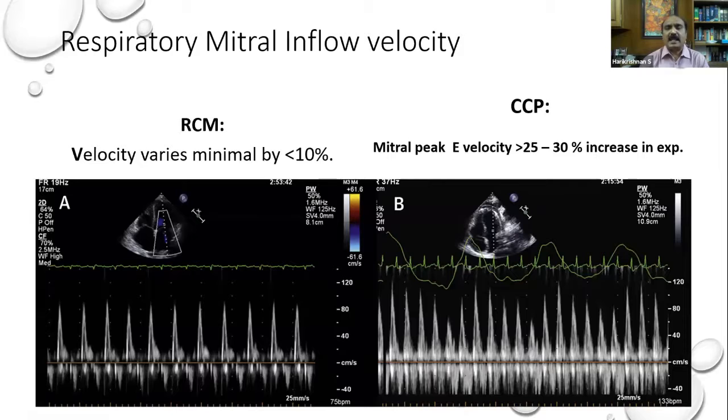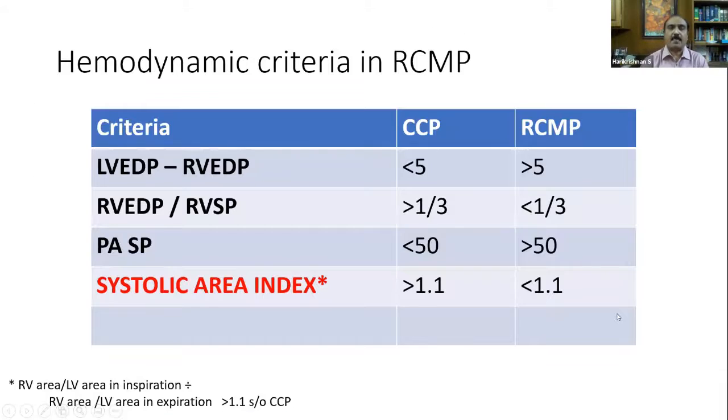Then respiratory mitral inflow velocity. In restriction, there is minimal variation, less than 10%, but in constriction, one of the criteria is more than 25 to 30%, at least 15% increase in expiration. That is one of the criteria. So you can see that there is a significant variation in inspiration and expiration.